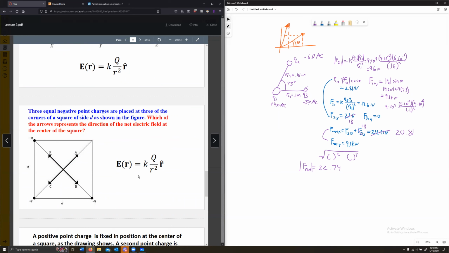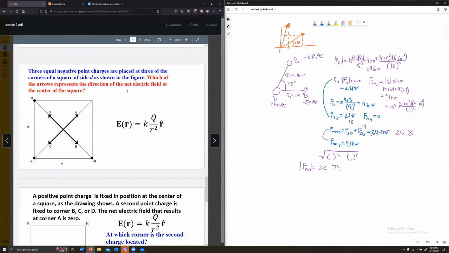Three equal negative point charges are placed at three corners of the square. Okay, this one I did not understand; he didn't go over it too much. Which of the arrows represents the direction of the net electric field at the center of the square? Would it be A? Just because these kind of cancel in a way, and then this is the only one that's pushing, I think.